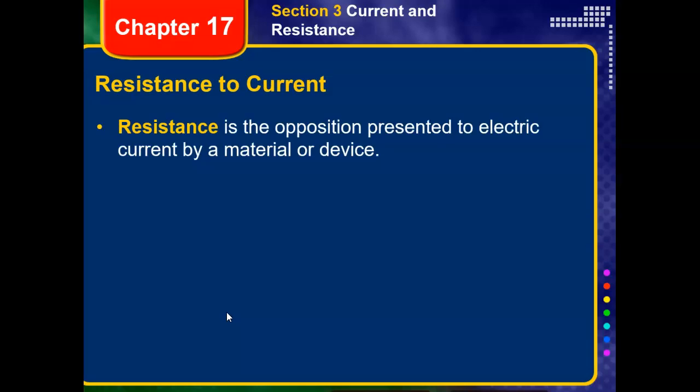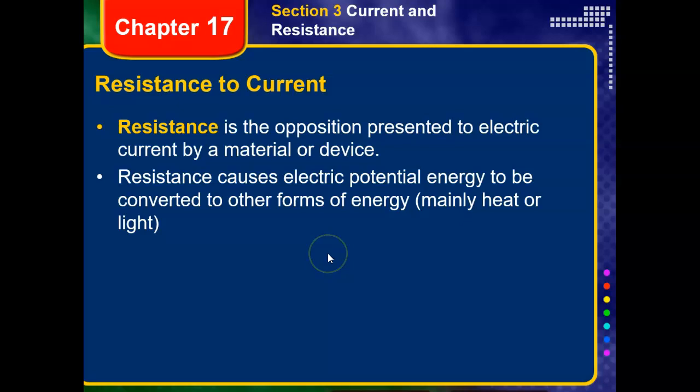Okay, basically the opposition presented to electric current. When something doesn't allow the current to travel through, that's called resistance. Okay, and when the resistance happens, that energy, the electric energy in there, is converted to some other form, typically heat or light. It's actually what causes the light bulbs to light up. You have that resistance that takes energy out. It doesn't allow it to flow through, and it gets converted to something else.